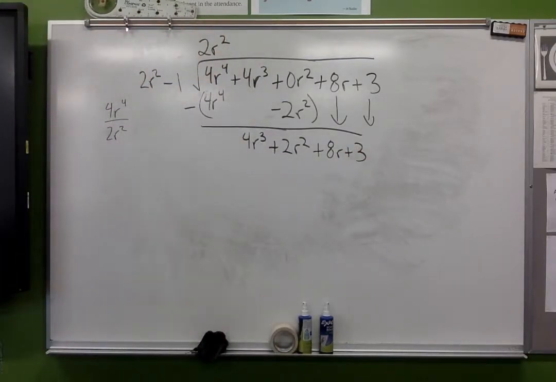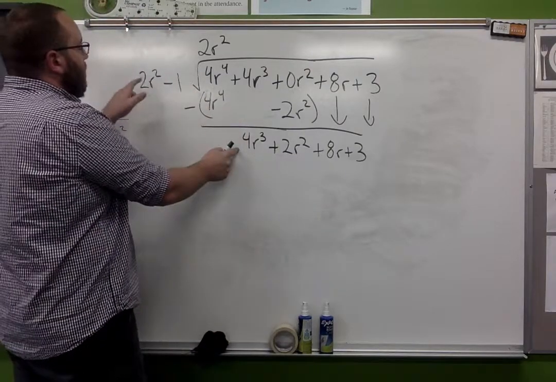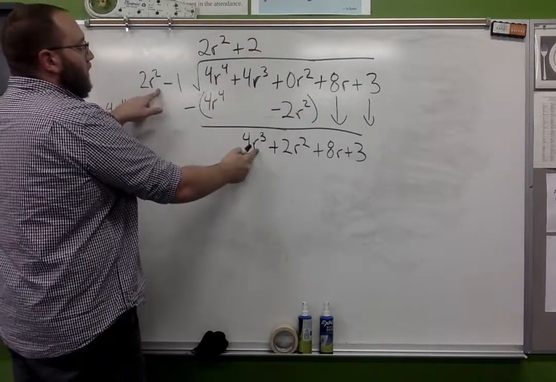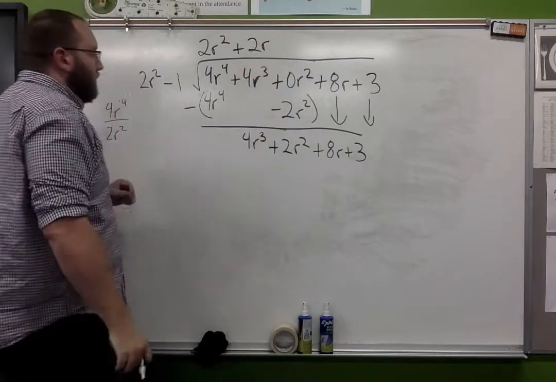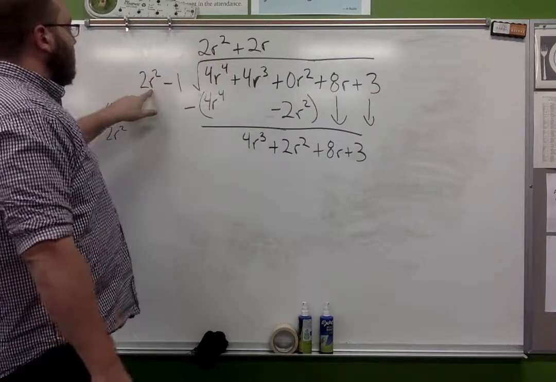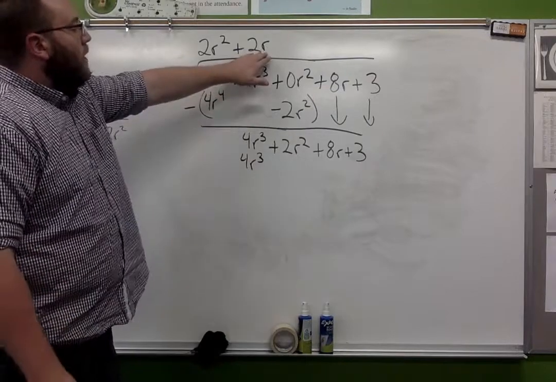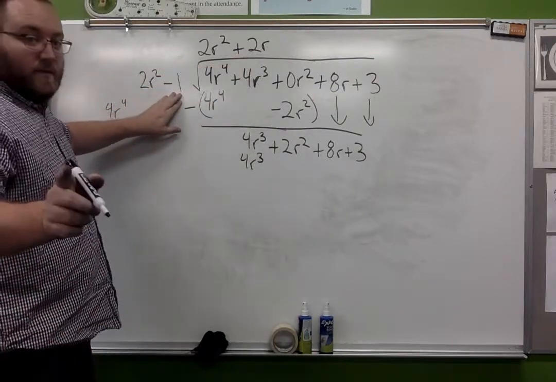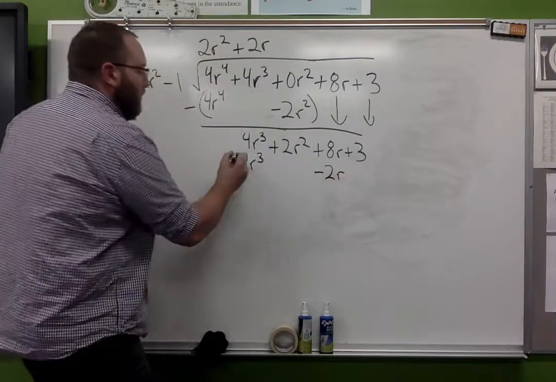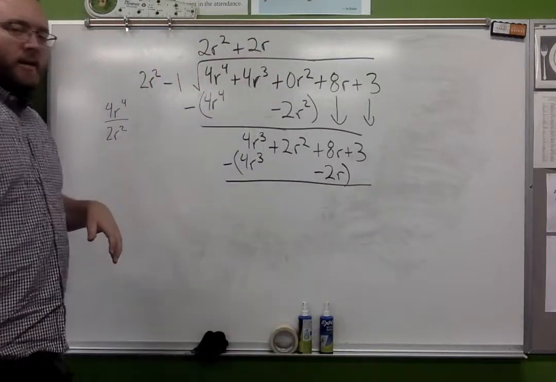Okay, let's do the next one. 4r to the third divided by 2r squared. 4 divided by 2 is 2. R to the third divided by r squared is just r. Now back multiply. 2r times 2r squared is 4r to the third. 2r times negative 1 is negative 2r. So I'm going to put it over here with my like term. And what do we do? We subtract everything, right?